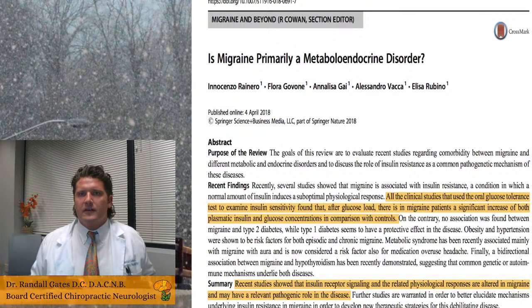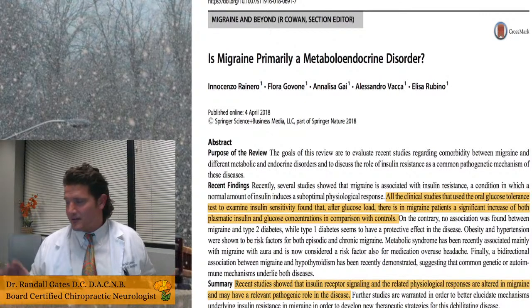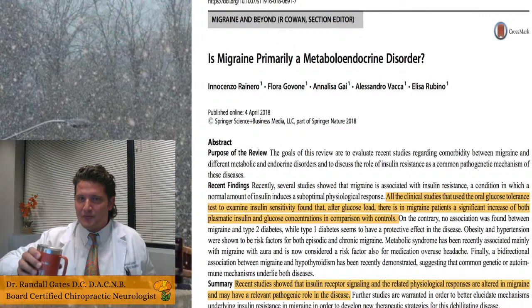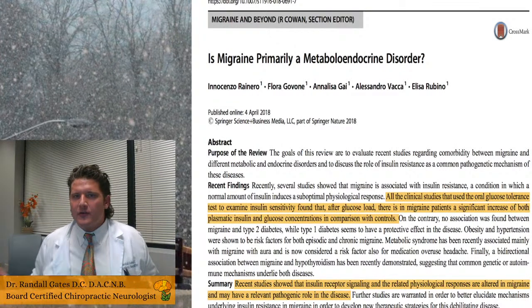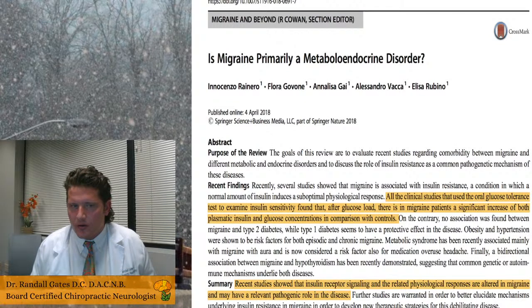Now this article is fantastic. This is out of Current Pain and Headache Reports. And the title is Migraine Primarily a Metabolo-Endocrine Disorder? Sorry, I can't talk tonight. It's late. It's 8 o'clock before Thanksgiving. I'll say it again. Is migraine primarily a metabolo-endocrine disorder?